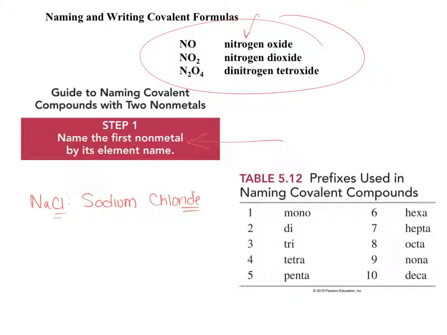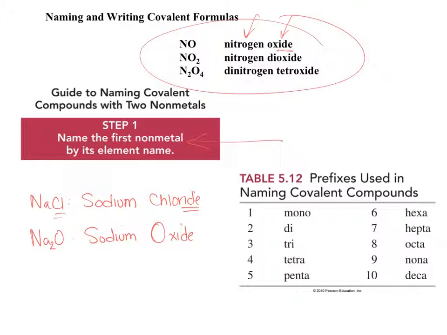You name the first element, N is nitrogen. You name the second element, but you give it an IDE ending. So oxygen changes to oxide, just like it would if, let's say, I had the ionic compound. Oops, it would be this. NaO2. Sodium is the first element. Oxygen is the second. Oxygen changes to oxide. Whether it's covalent or ionic, the beginning steps are the same.